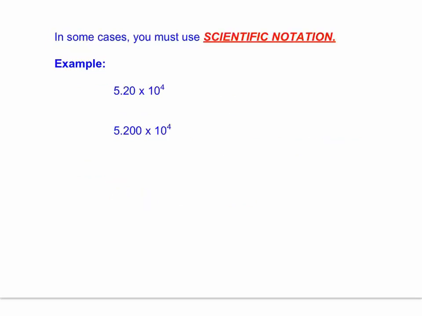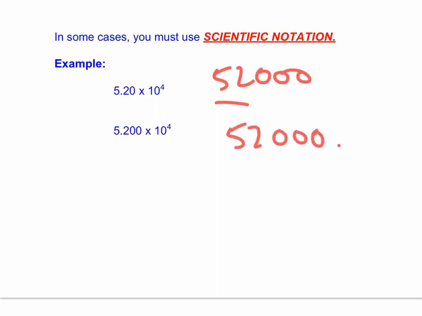Now, there are some cases where simply tacking on a decimal point at the end of the number will not give you the correct number of significant figures. Let's go back to our original example of 52,000. 52,000 as written has two significant figures. 52,000. written this way has five significant figures.